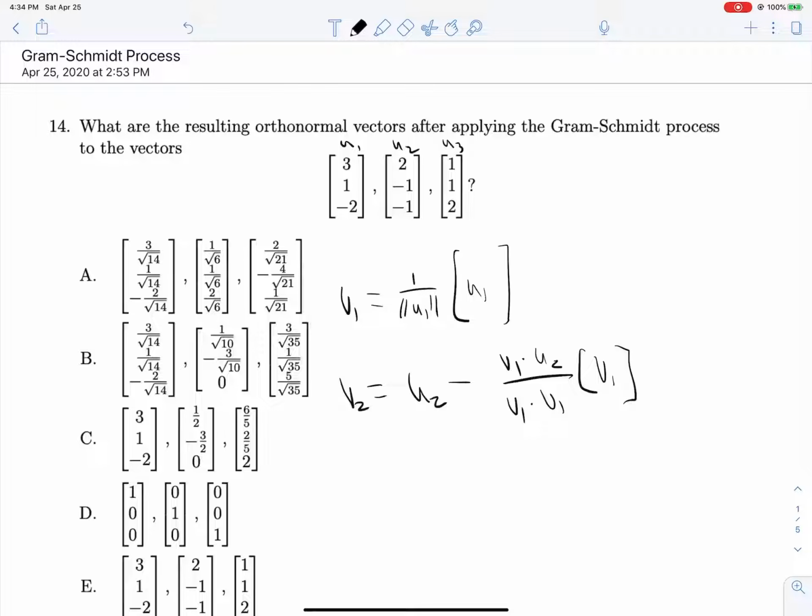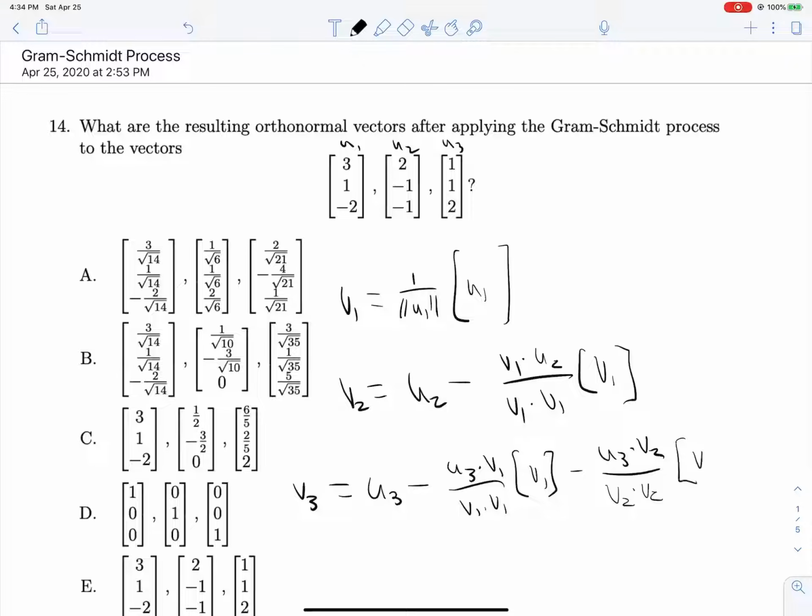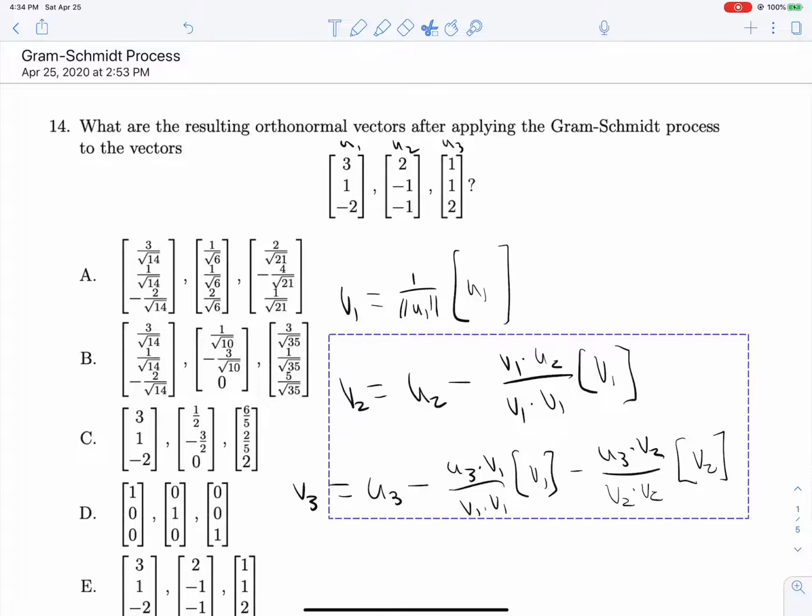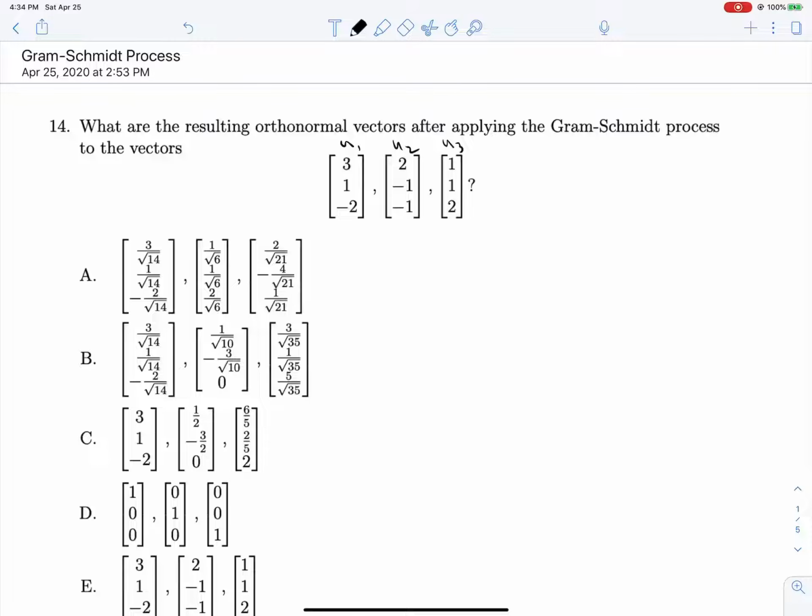We'll normalize it. Then for V3, that's just going to be U3 minus the projection of U3 onto V1 minus the projection of U3 onto V2. So that gives us U3 dot V1 over V1 dot V1 multiplied by the vector V1, and then we're subtracting U3 dot V2 over V2 dot V2 multiplied by the vector V2, and then we'll normalize this one and we'll be good to go. So let's apply this.